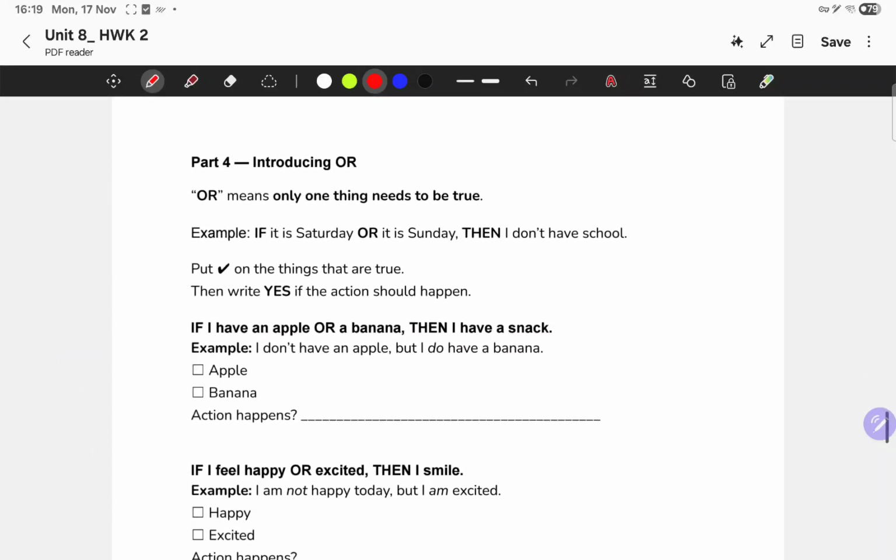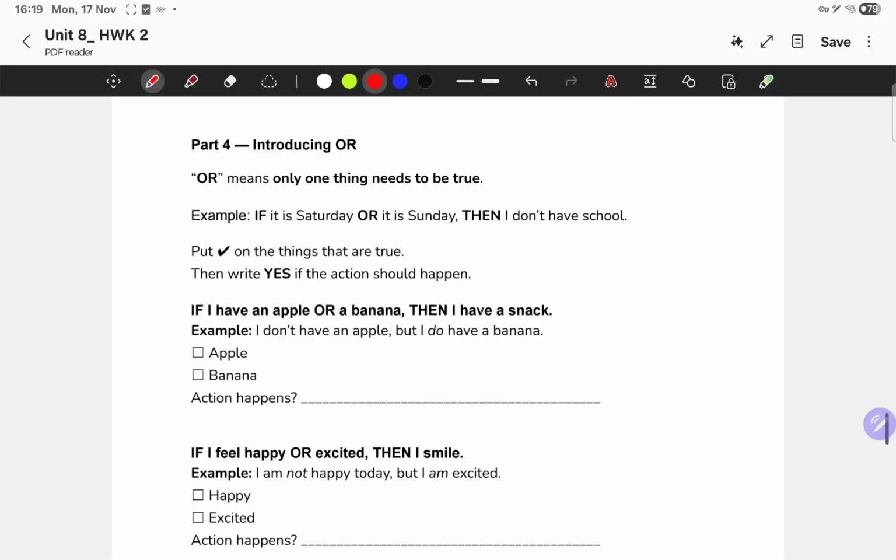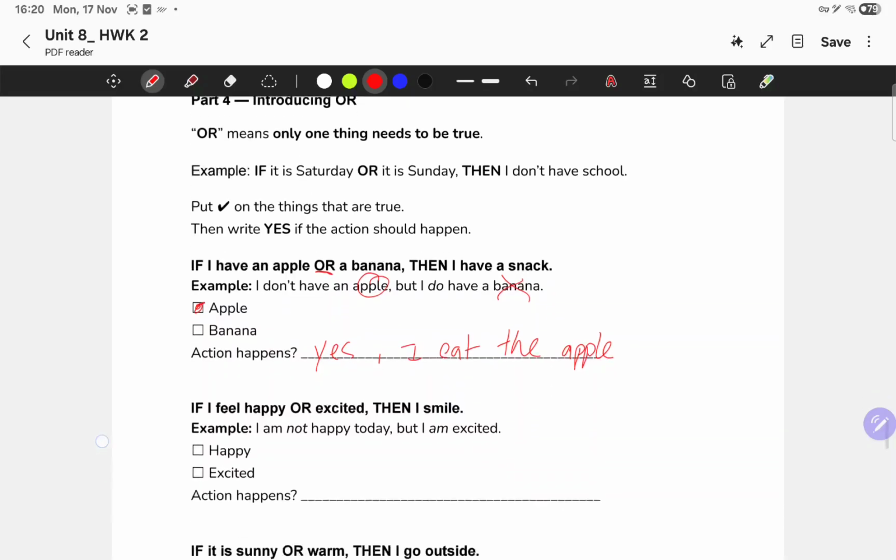This is or, so only one of these things needs to be true for us to do it. So if I have an apple or banana, then I have a snack. I have an apple, but not a banana. Okay, but like I said, it's an or. Therefore, action happens. Yes. I want you to write this, I eat the apple, because we have the apple.